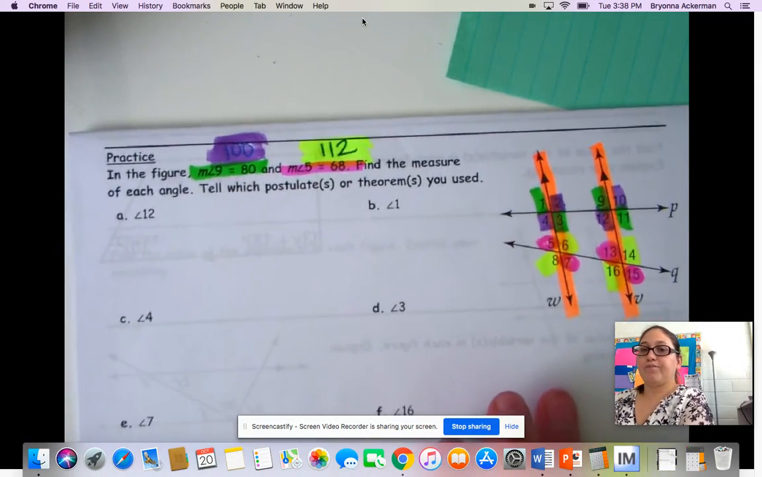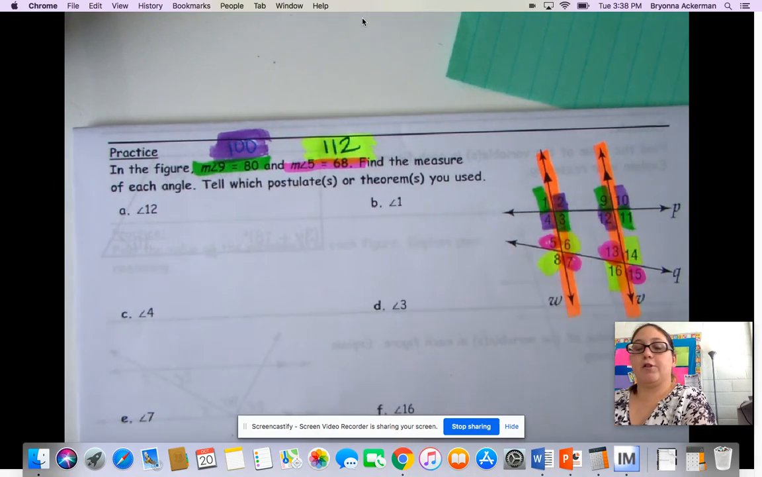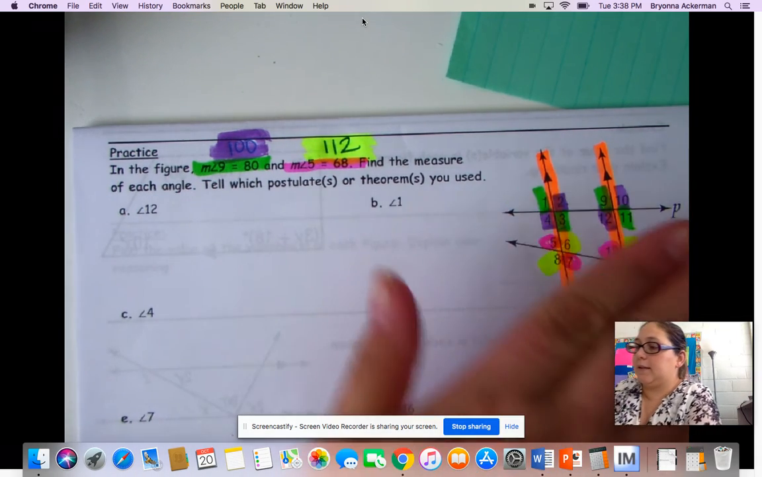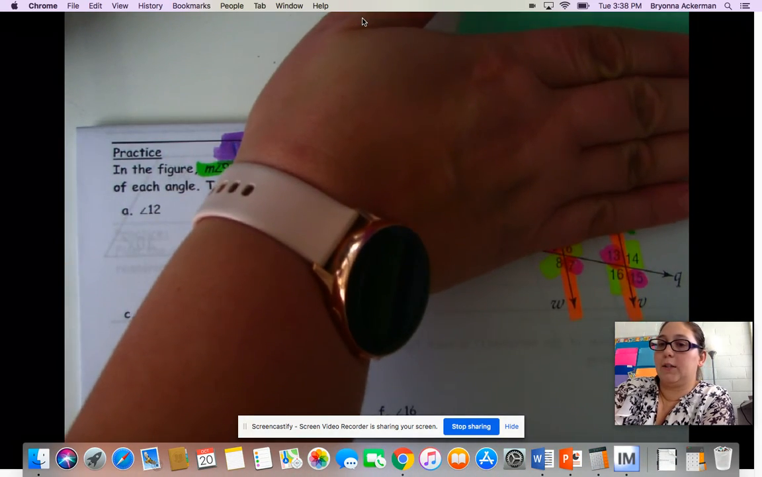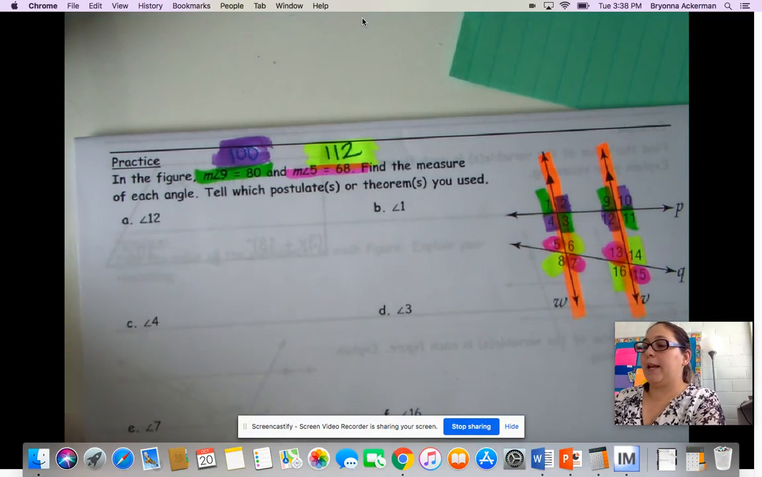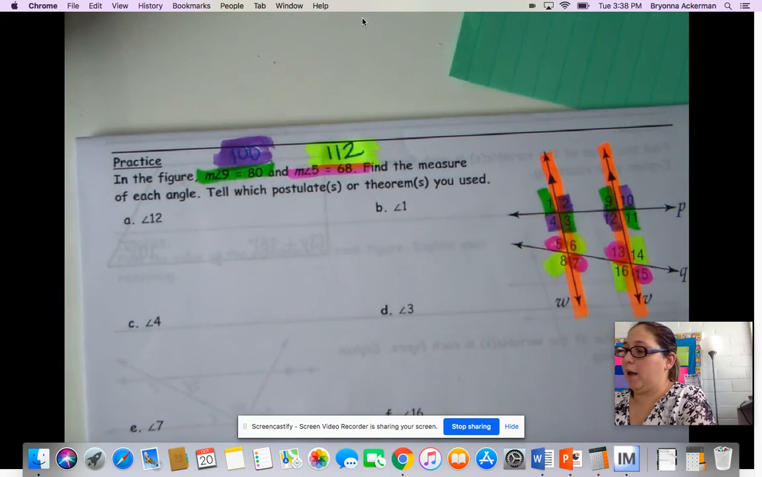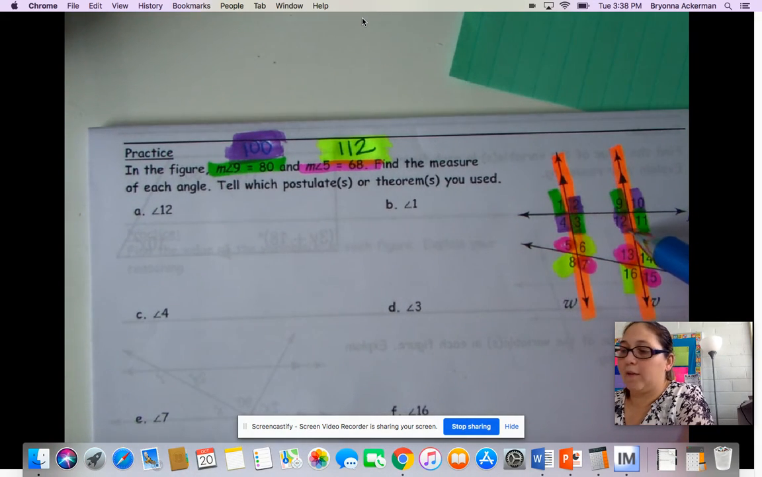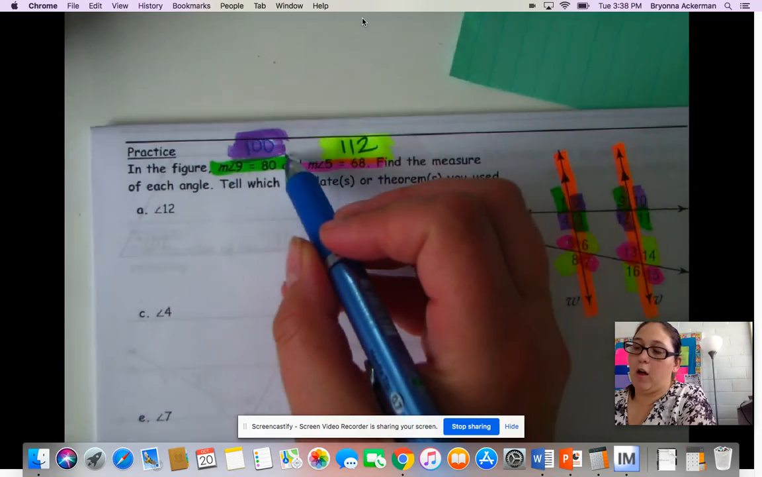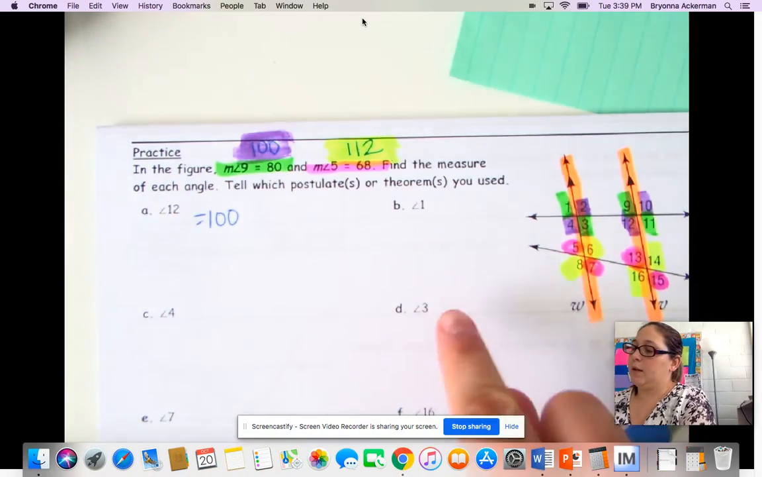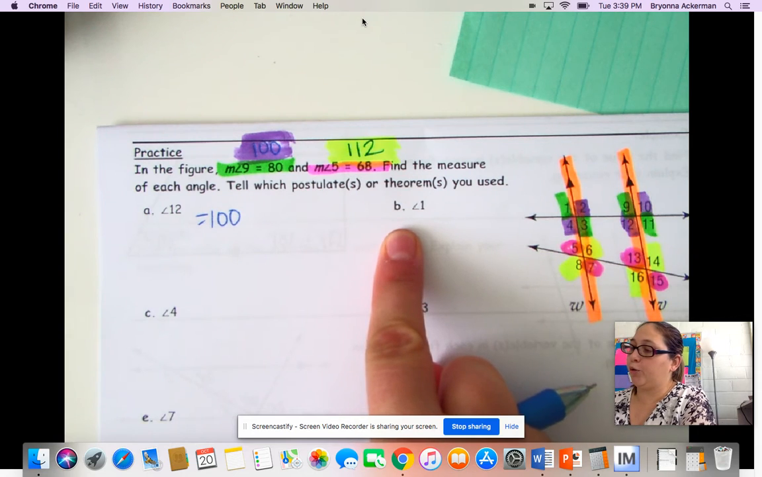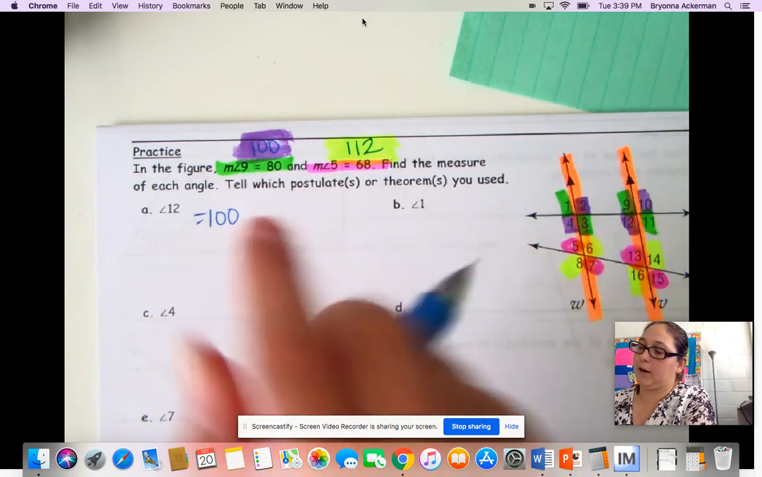Okay? And so you'll notice there's no crossover. It's these ones or these ones. Okay? So now we can answer the question. So it says angle 12. So if I look, angle 12 is purple. I just said all my purples are 100. So I know that angle 12 is 100. Angle 1 is green. I know all my greens are 80.